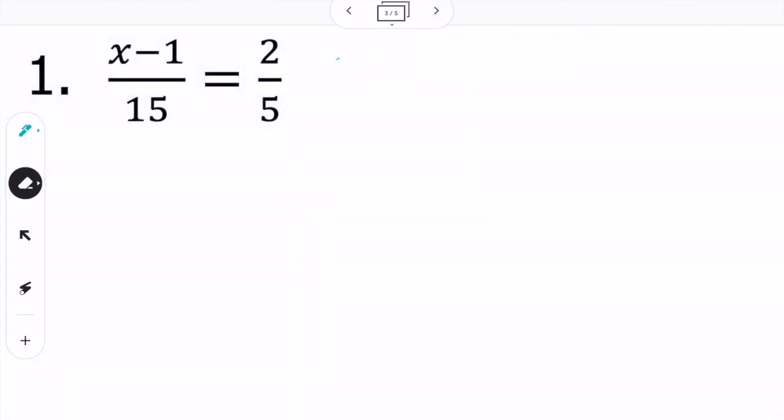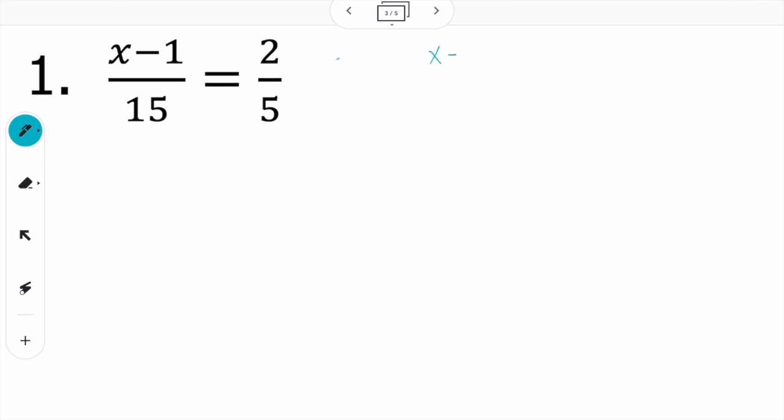We've got (x − 1)/15 = 2/5. This is a rational expression because it has fractions. We've got a polynomial on top being divided by 15. When you see something like this, and we know we want to get x alone when we're solving for x, we need to get rid of the denominator in this case, because if x minus 1 is being divided by 15, we want to cancel that out by doing the inverse. And the inverse of dividing by 15 is to multiply by 15.